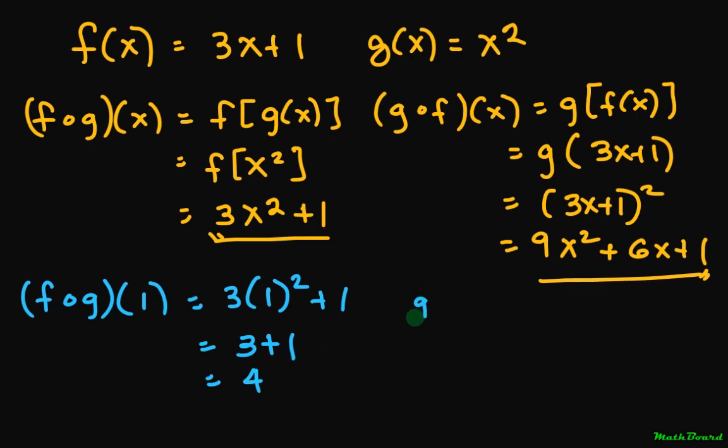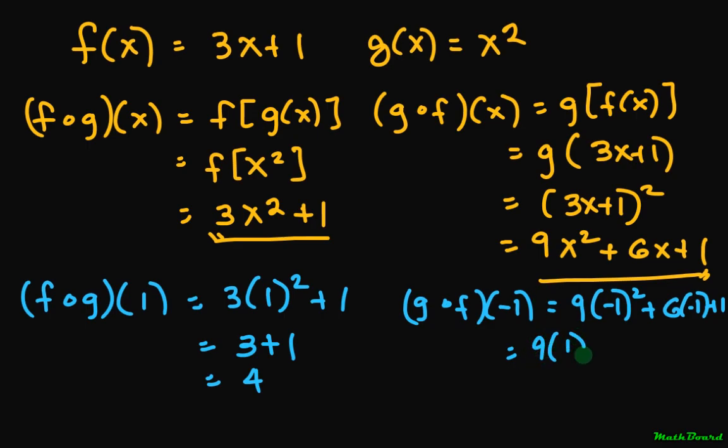Let's say we have g circle f of negative 1. So this would mean we have 9 times negative 1 squared plus 6 times negative 1 plus 1. And that would be 9. Negative 1 squared is 1. 6 times negative 1, negative 6 plus 1. So 9 minus 6 plus 1. So 9 minus 6 is 3 plus 1 equals 4. So we arrive at the same answer here. So ganyan lang yung operation on functions.